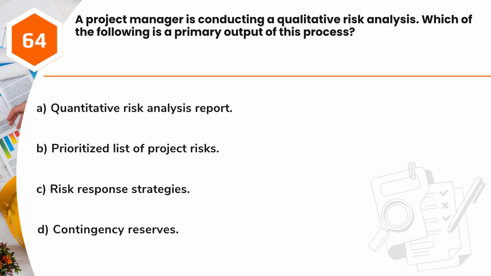Question 64. A project manager is conducting a qualitative risk analysis. Which of the following is a primary output of this process? A. Quantitative risk analysis report. B. Prioritized list of project risks. C. Risk response strategies. D. Contingency reserves.